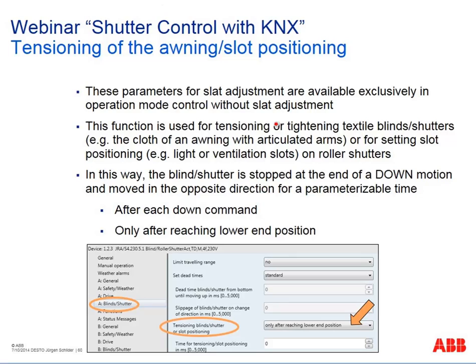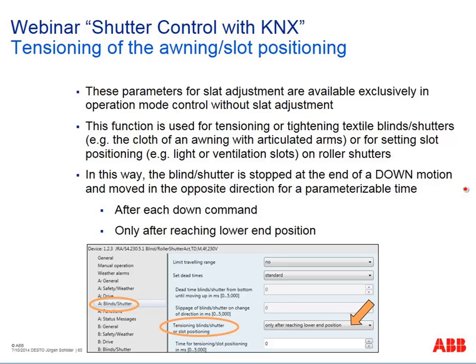So, what else do we have? Tensioning of the awning or slot positioning. What does it mean? I go directly to an example. If you have an awning for shading of your terrace or your balcony, you can move it out or run it out. What happens normally? It's out, but the textile blind is hanging a bit because it's not tightened. To do this, you have to move back the motor 1-2 seconds, and then it works, or it looks fine. So we have to have a kind of special function.